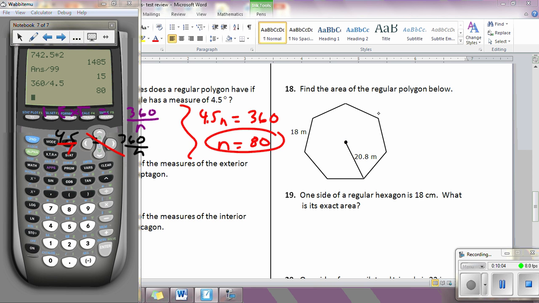Number 18 says find the area of the regular polygon below. So for a regular polygon, the formula for area is equal to apothem times perimeter over 2. So I need my apothem and I need my perimeter.